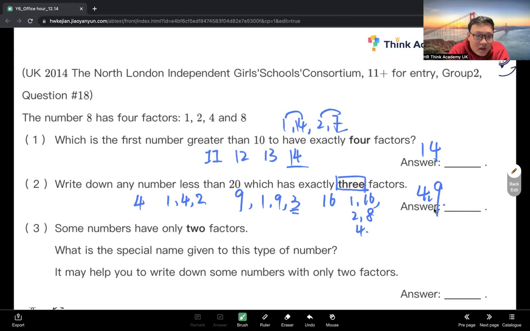And the last one, all of you know the answer. It has to be prime numbers, okay? We learned that, I think in lesson 11? So prime numbers. Okay, it's prime. That's it.